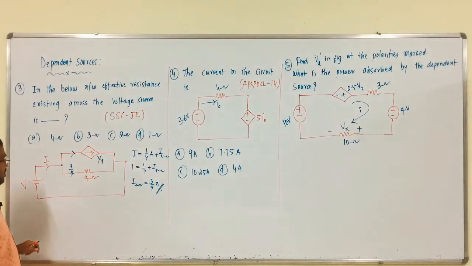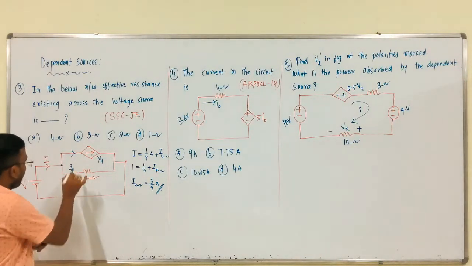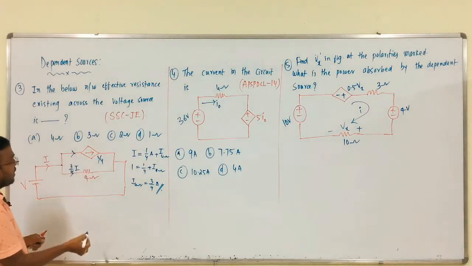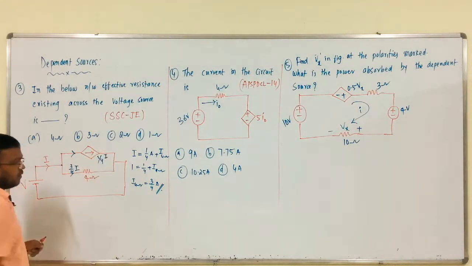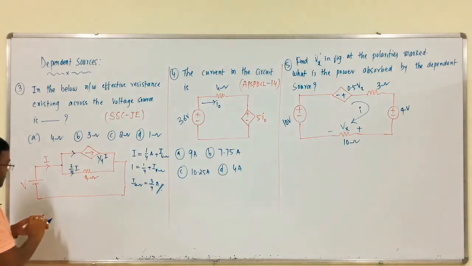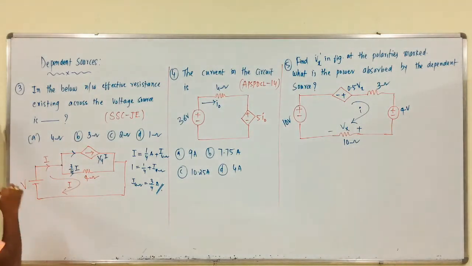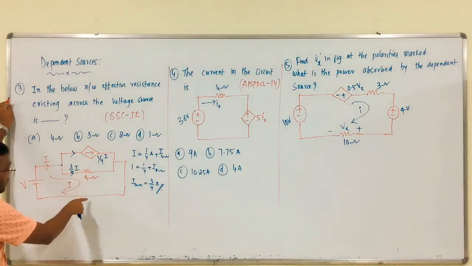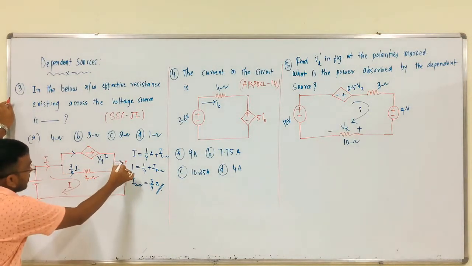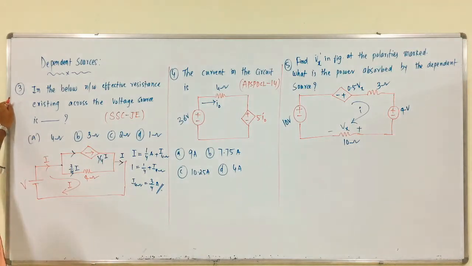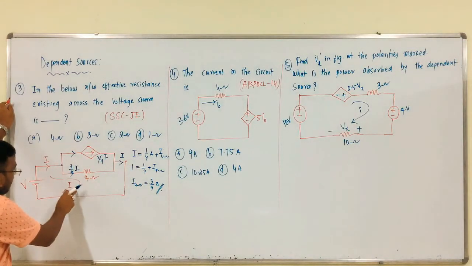That is it. So, this is 3 by 4 I, this is 1 by 4 I. Okay. So, simple, in this loop we have to apply KVL. The current is like this, no. See, current is entering, current is leaving. So, this is the simple loop.